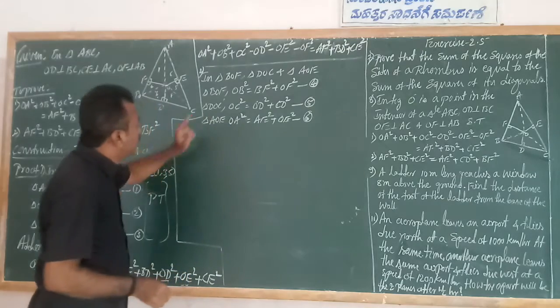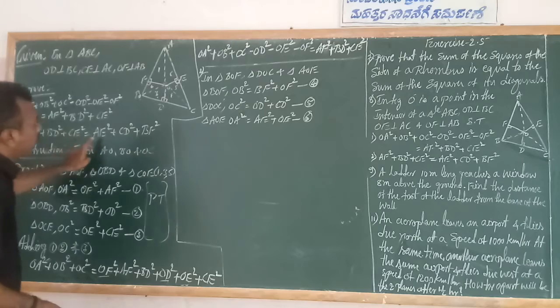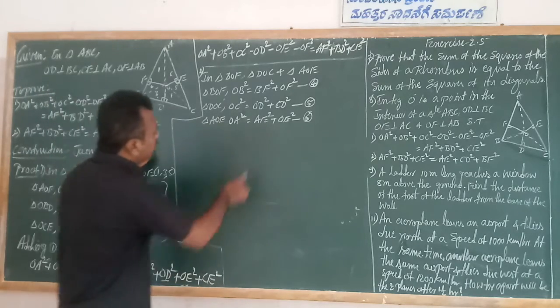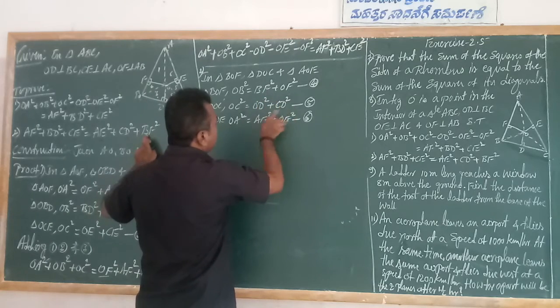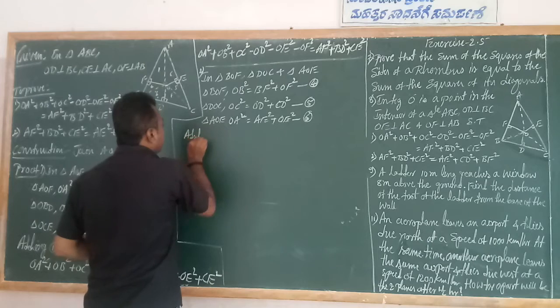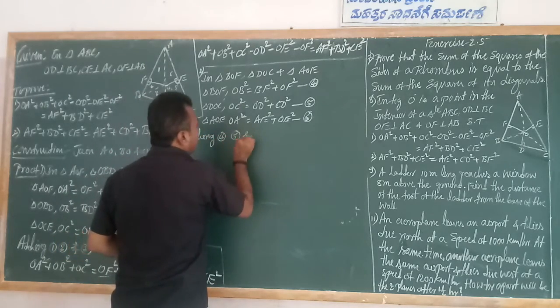So now, for OBC, students, AF square plus BD square plus CE square is there. Here AE square is there, and then CD square is there, BF square is there: AE square, CD square and BF square. If you are adding this, you will get it. So adding the 4th, 5th and 6th ones.